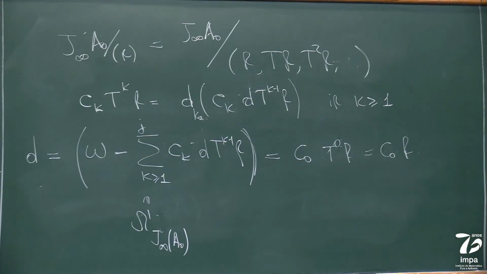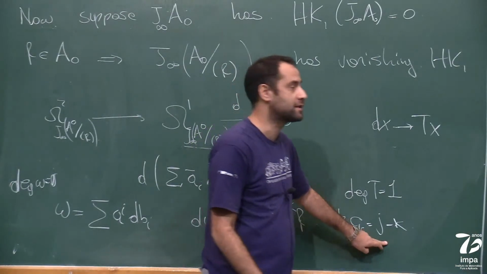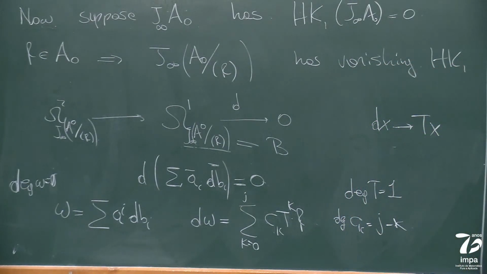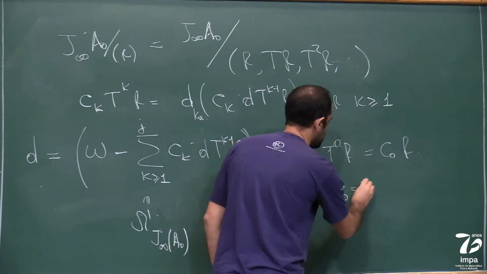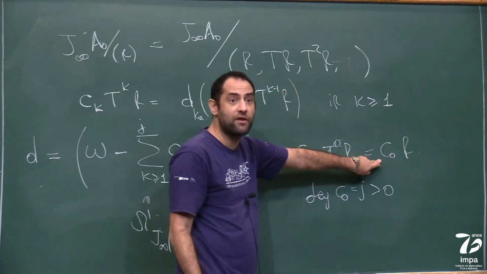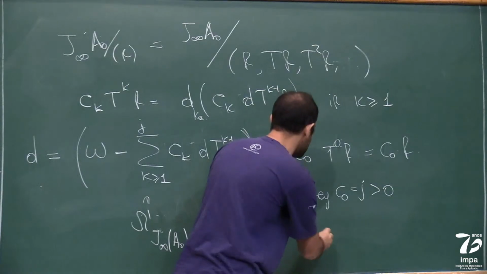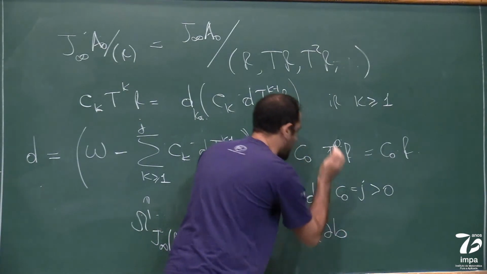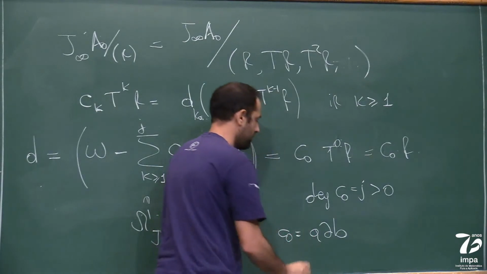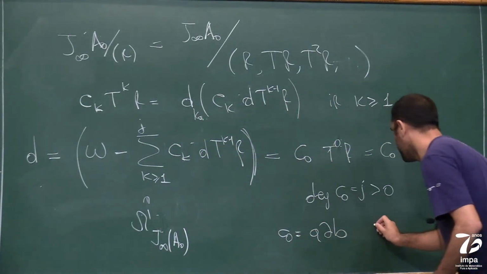Okay, so now we realize that f is in degree 0. I'm modding out something in A naught. But the degree of C naught was j, which is bigger than 0. So since the degree of C naught is equal to j, which is bigger than 0, there should be a derivative in C naught. So this C naught is going to be written as a linear combination of guys like this, for some A and B.